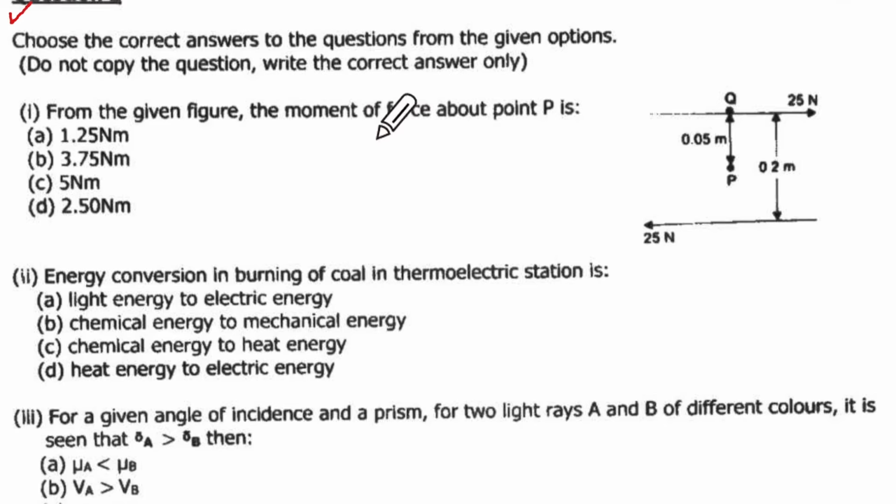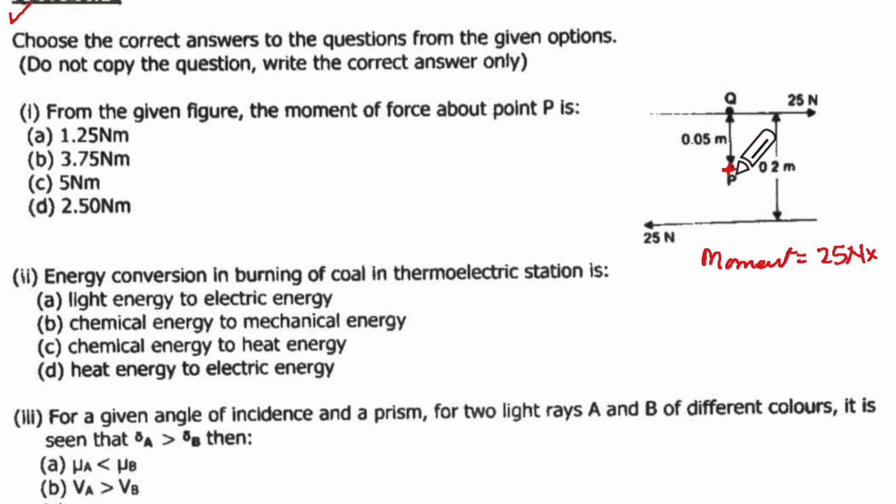From the given figure, the moment of force about point P is, now where is point P? Here. Can you see this is point P here? What do you see here? Equal and opposite parallel forces, do you see? So the moment of force will be either of the force. That is how much? 25 Newton multiplied by the couple arm.